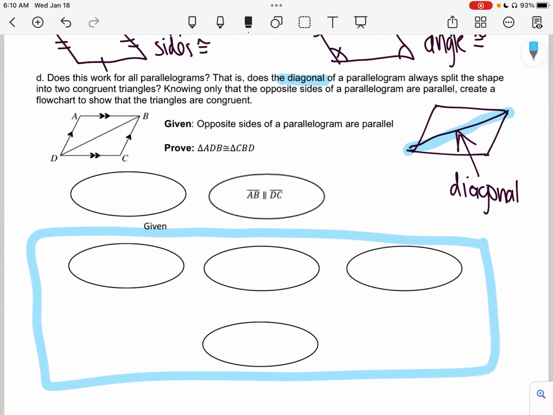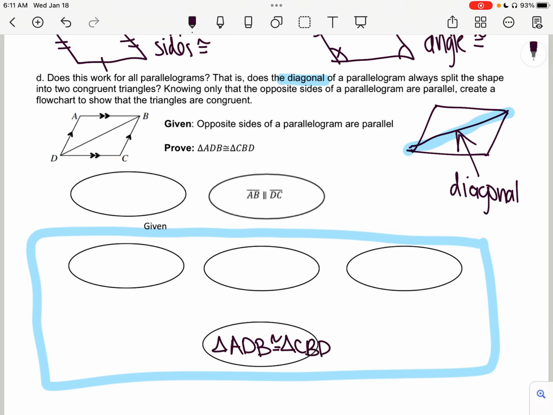Some other things that you'll be dealing with here are given is always going at the top and prove is always going at the bottom. So we are going to throw the prove at the bottom, which is something that we already know. So we're trying to prove that the triangle ADB is congruent to a triangle CBD. So we'll throw that down there. Triangle ADB is congruent to triangle CBD.